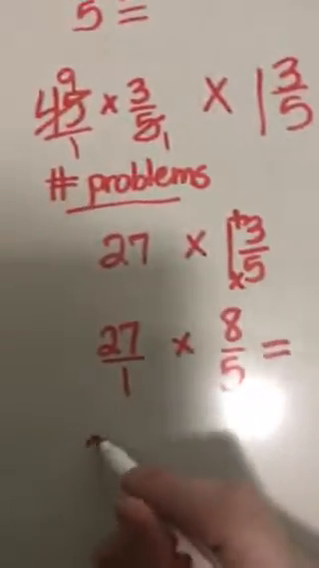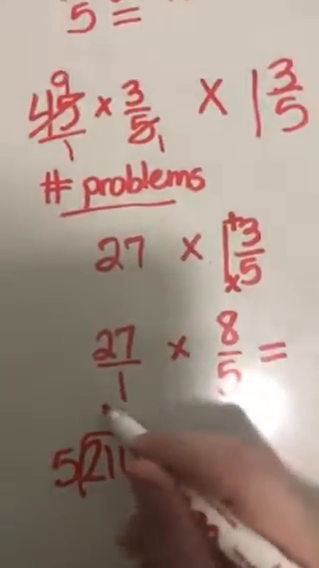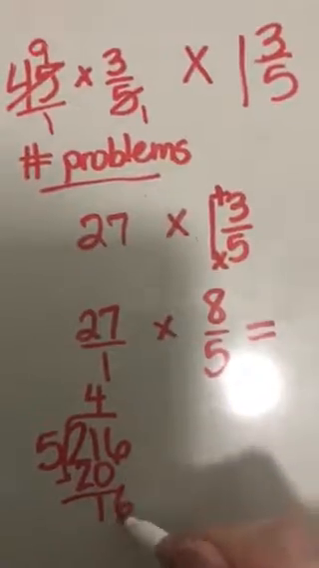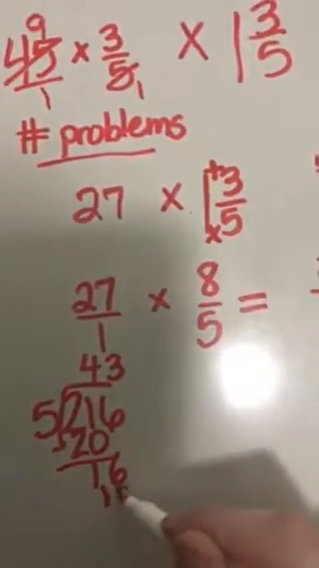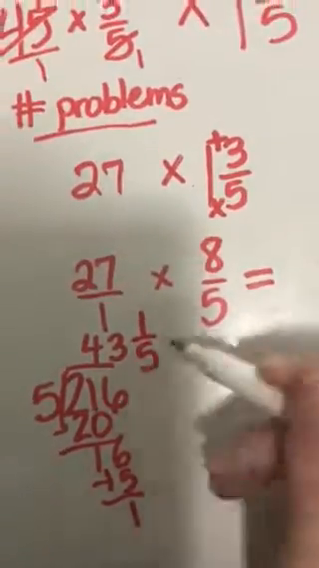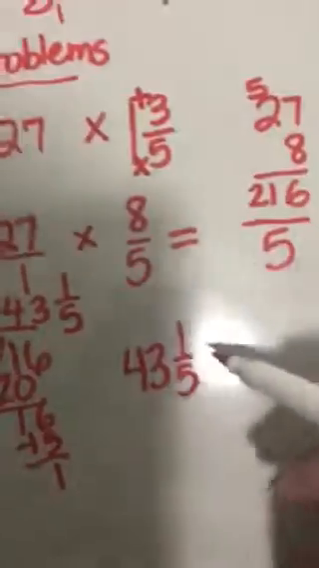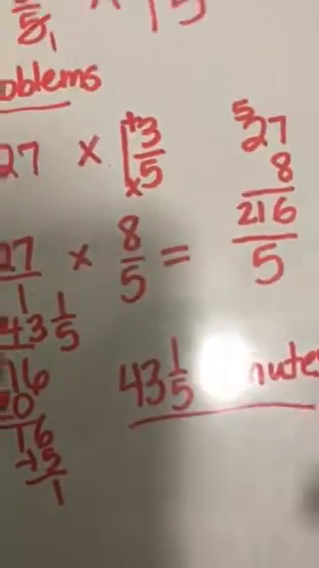Now I need to divide. 216 divided by 5. Bring down my 1. 5 goes into 16 3 times. Subtract, I have a remainder of 1, so that's 1/5. So 43 and 1/5 minutes remain for him to complete the test.